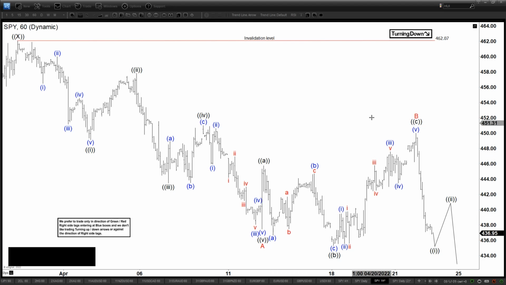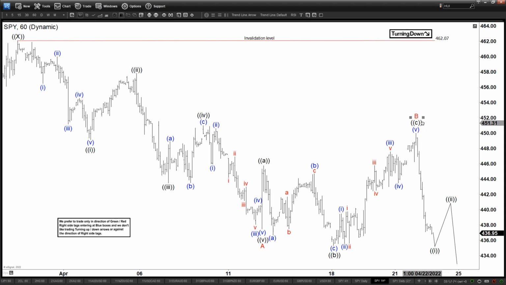Today we are going to take a look at SPY. This is the Spider S&P 500 ETF, which is a proxy for the S&P 500 index or any other US indices for that matter. And we see that this is ending with X here at 462.